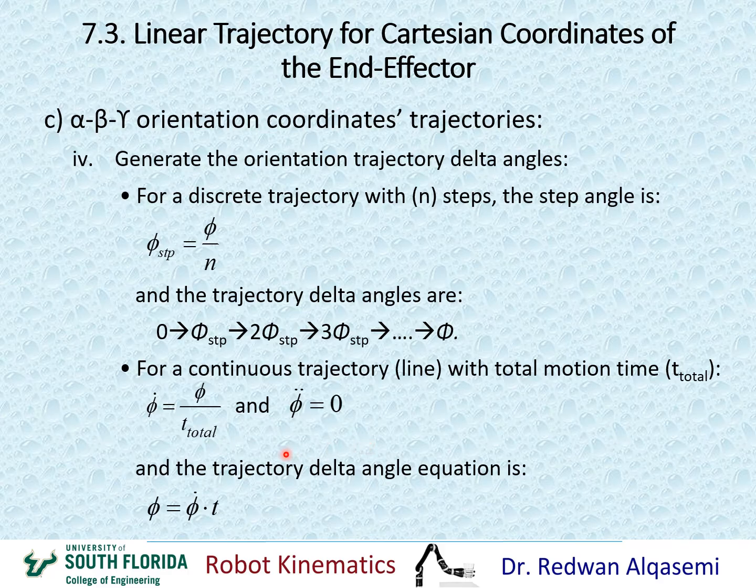Now we're ready to find the trajectory delta angle equation. In this case, phi equals phi dot times t. So if at any moment in time we are given t, we can multiply it by phi dot to find where the single angle is at that particular time.